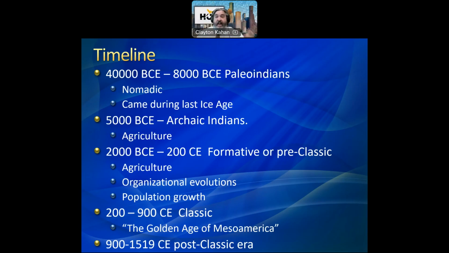Okay, among these formative or pre-classic groups, we see population growth, the development of market economies, and we see the development of solar calendars and organizational evolution that I talked about just a couple of minutes ago. So all of these things are part of the formative or pre-classic era.